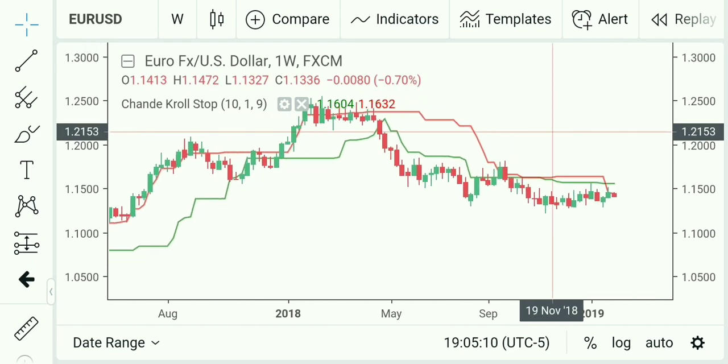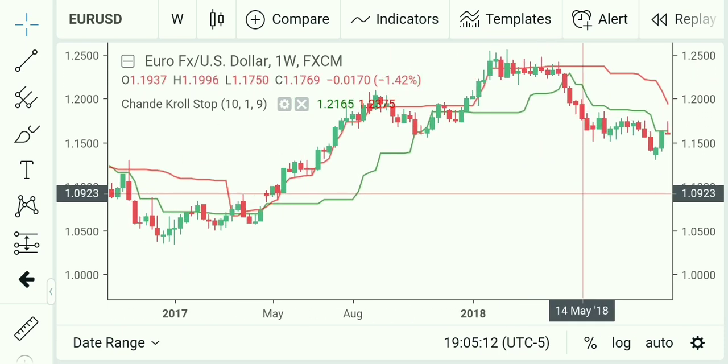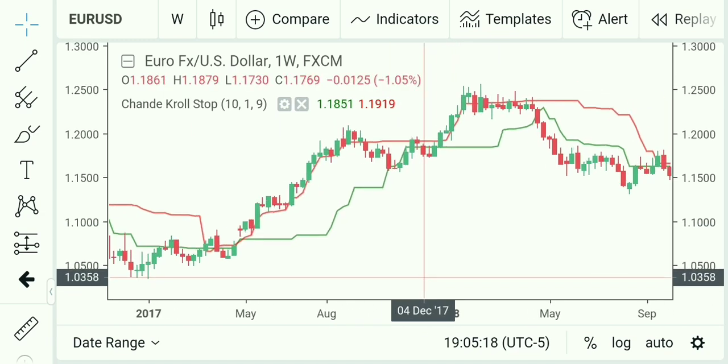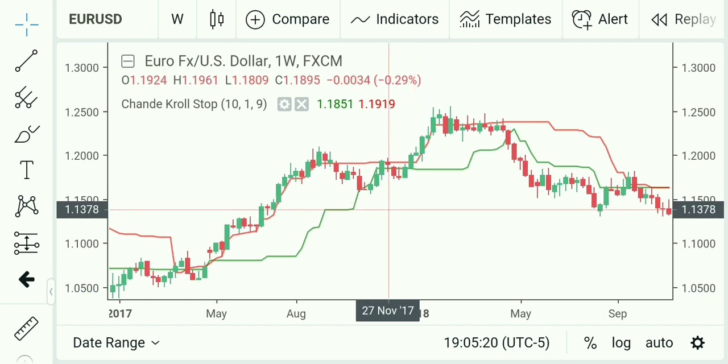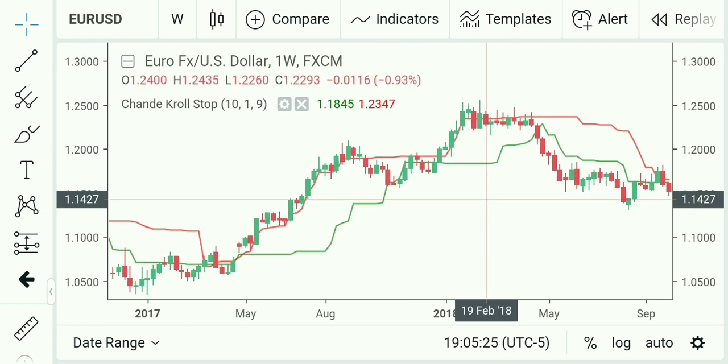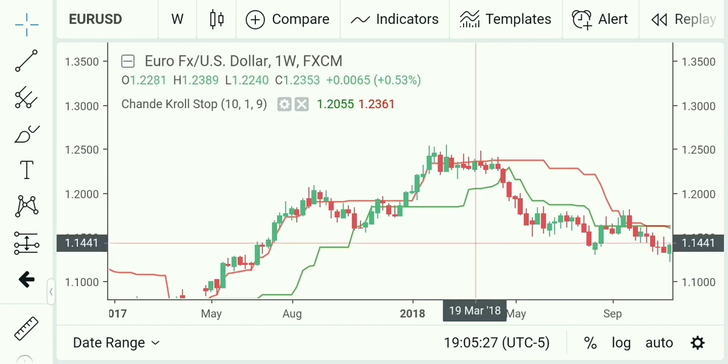Now, right here, the green line is where you put the stop losses for your buy orders. And then red is often a good place, if you hit it, for a stop loss for your sell orders.